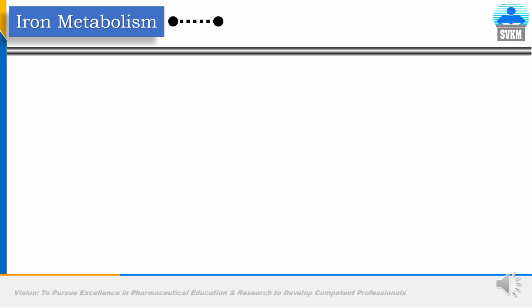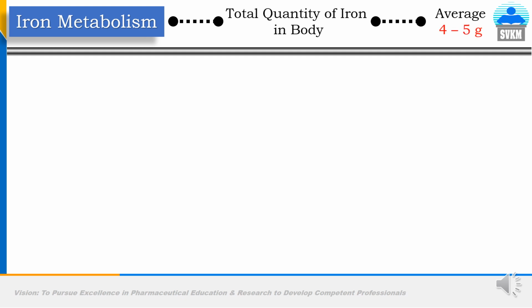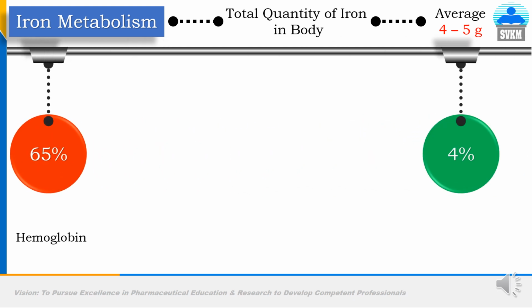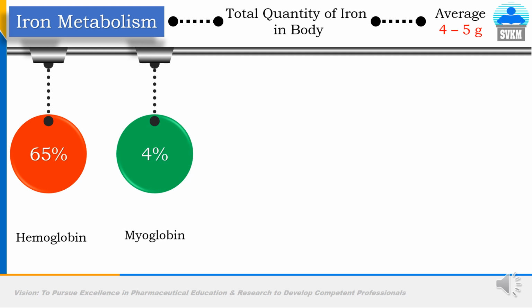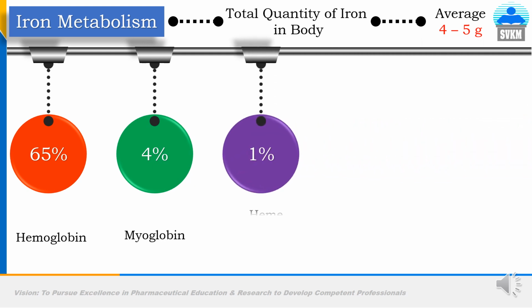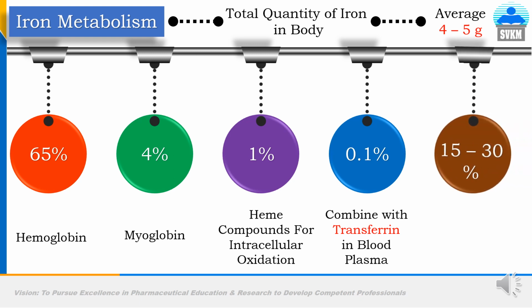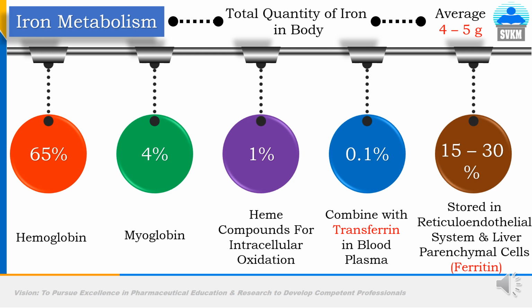Now the iron metabolism. The total quantity of iron in the body is on average about 4 to 5 grams, out of which 65% is in hemoglobin, 4% is myoglobin, 1% is heme compound, which is used for intracellular oxidation, 0.1% is combined with transferrin in the blood plasma, and 15 to 30% is stored in the reticuloendothelial system and liver parenchymal cells as ferritin.